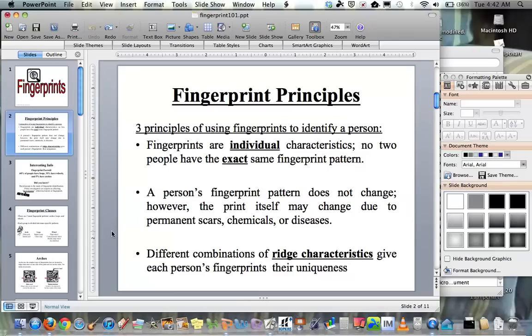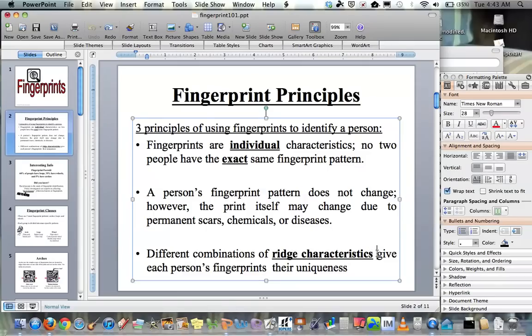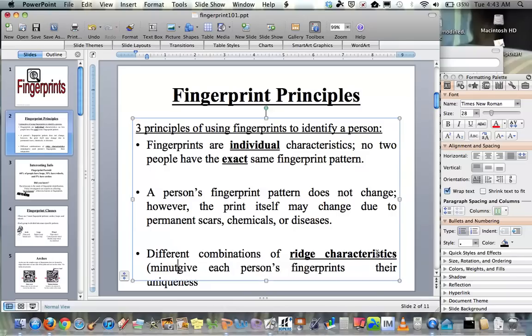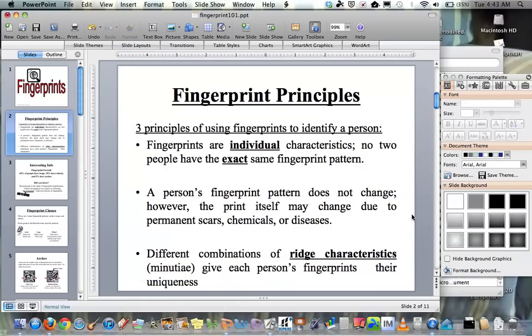And as we're going to learn here in these notes and in the lab today, it's not necessarily just the type of pattern you have, but it's the combinations of all of the things that are called ridge characteristics, or sometimes they're called minutia. I can put that in here for you. Minutia. I think I spelled that right. You'll see it on the website in just a moment. It's not the pattern, it's the ridge characteristics in combination that make them unique from one person to the next. We'll see some examples of that today.